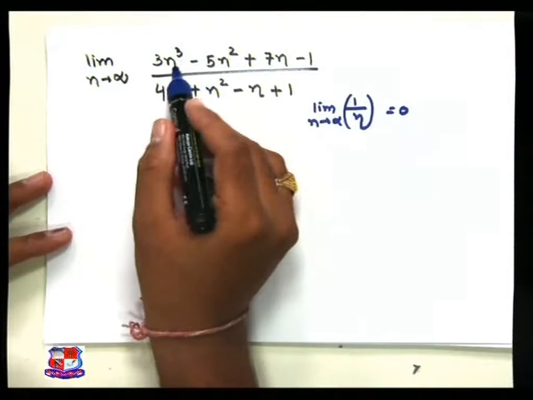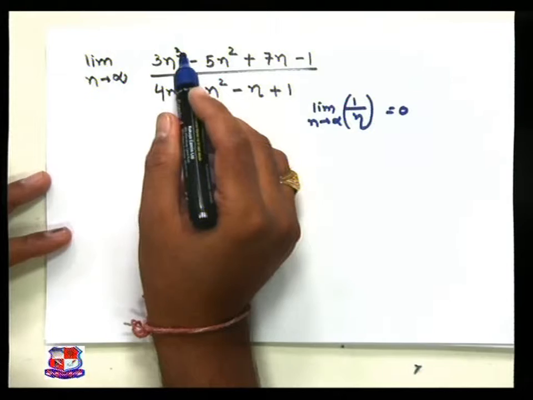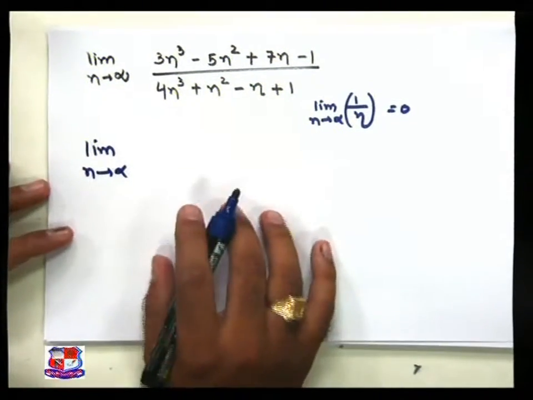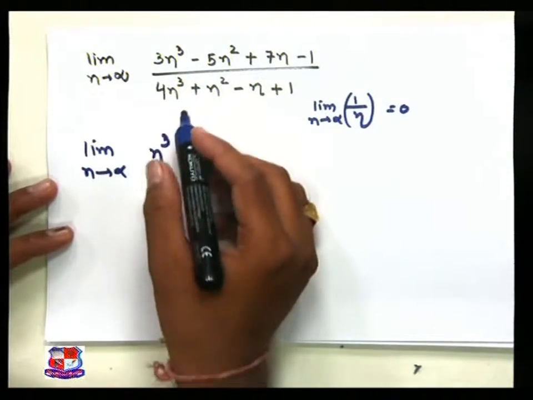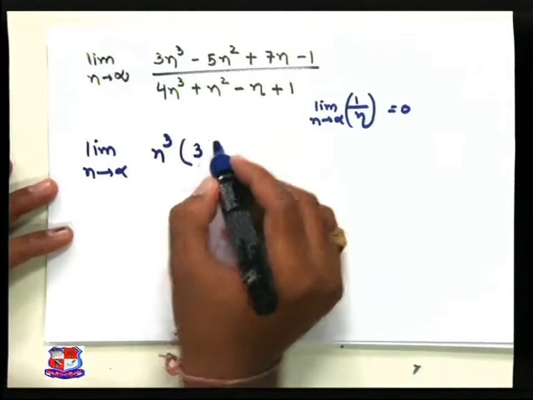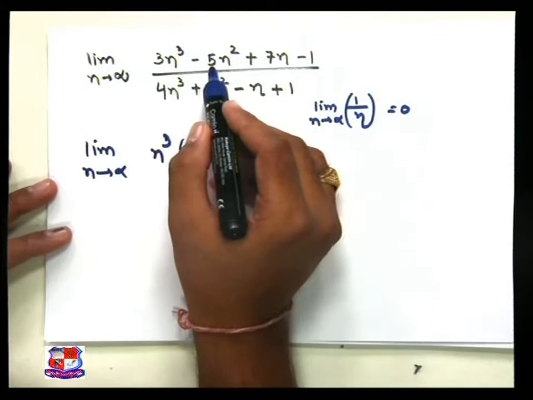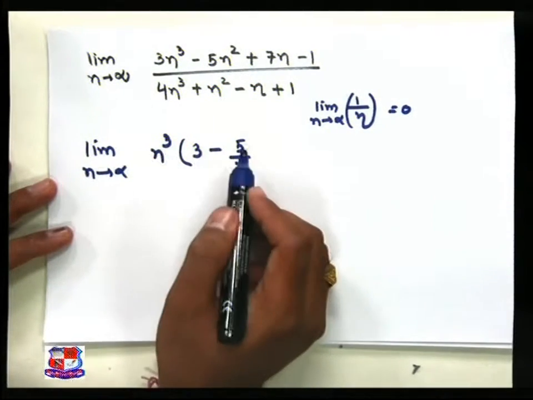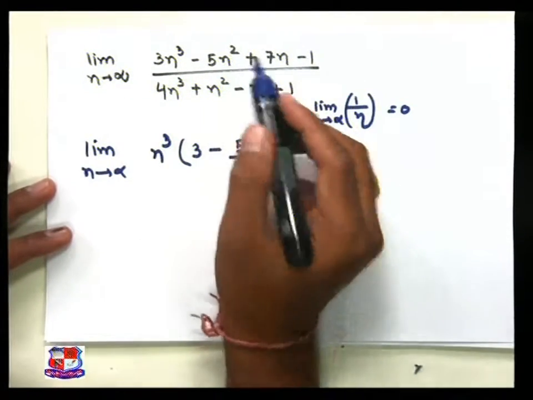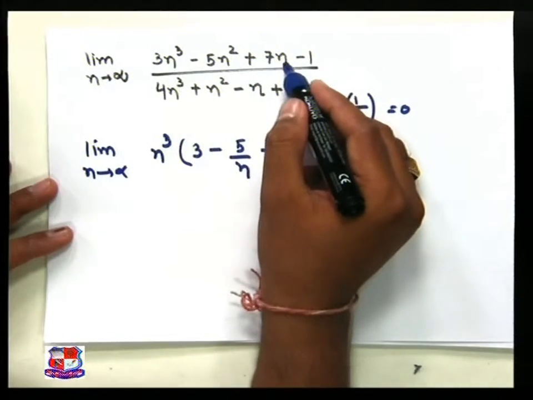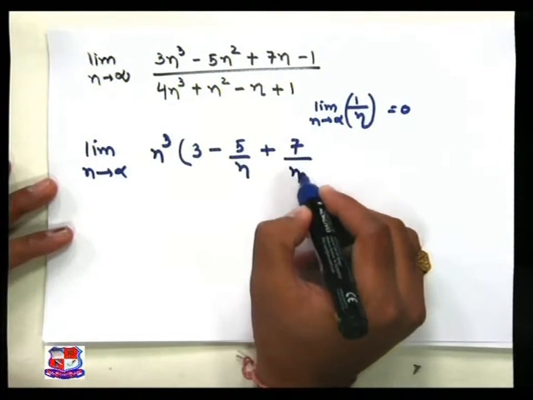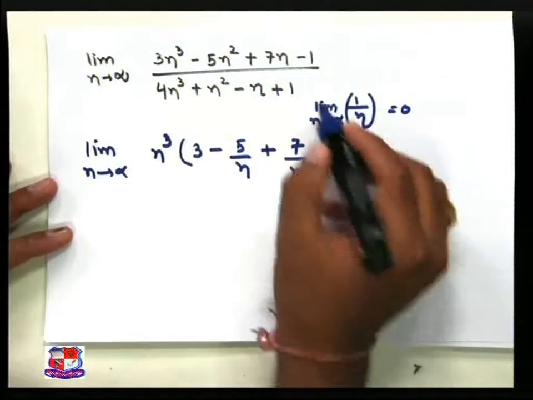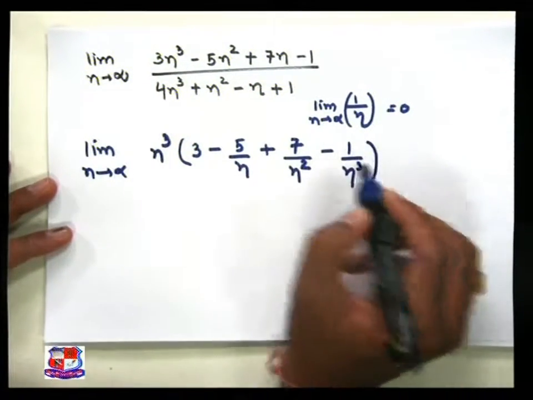So here the maximum power of n is n cube, so we take a common n cube from our numerator side, that is limit n tends to infinity, n cube is common, so the remaining term is here 3, this minus sign as it is, second term here 5n square, but we require a common n cube, so we divide by n, so when n cube is multiplied with 5 by n, the result is the same, that is 5n square, plus 7, but only 1 n here and we want a common n cube, so we divide by n square, so n cube divided by n square, the result is the same, that is 7n, minus no n value, so we divide with n cube.